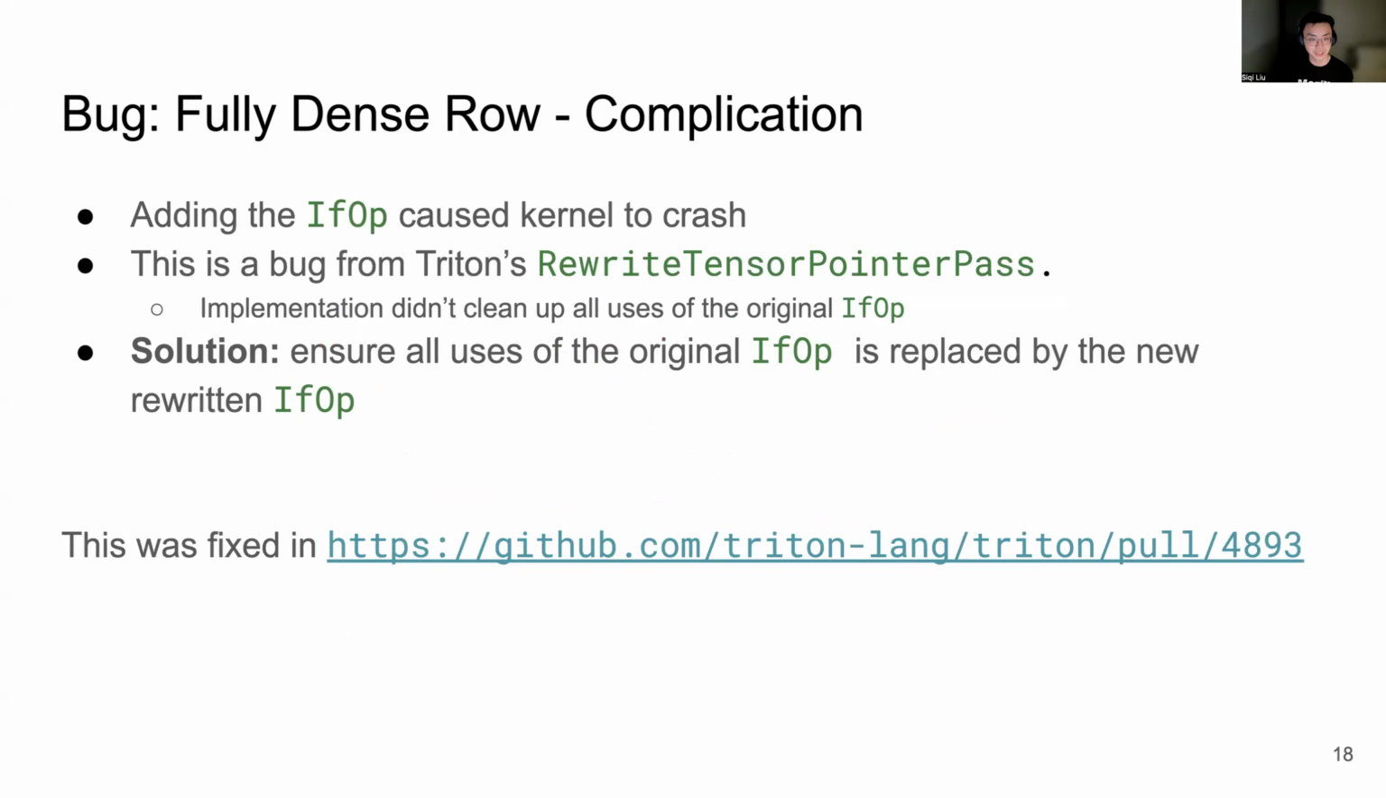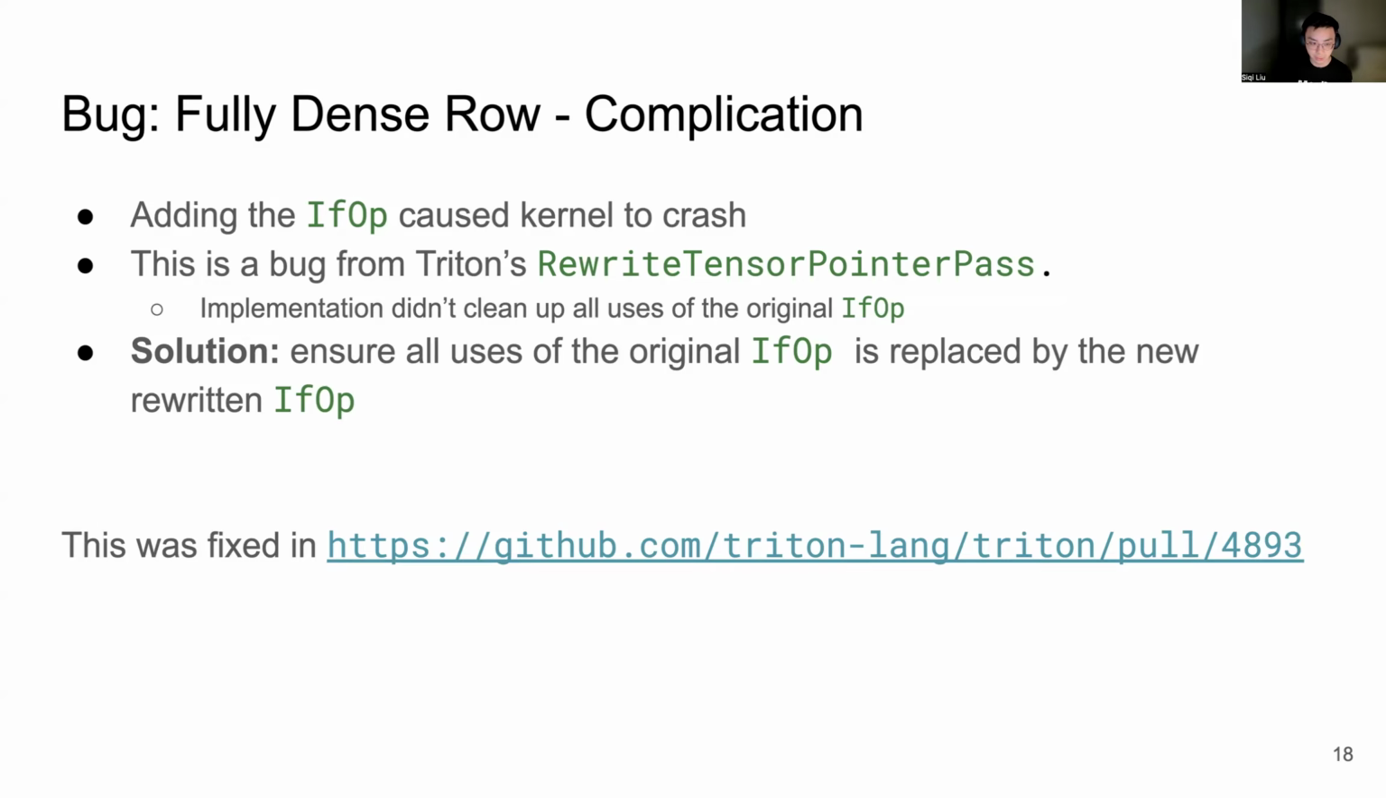This actually led to another bug, which is adding the if statement inside the kernel. So when I added the if statements, the kernel just crashed. And this is actually a bug from one of Triton's internal passes. Basically the pass didn't clean up all of the uses of the original if op when I was doing a rewrite on the kernel.